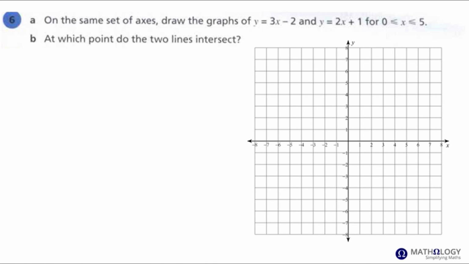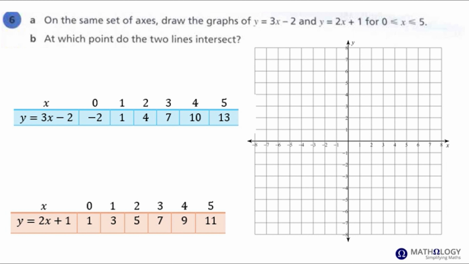On the same set of axes, draw the graphs of y equals 3x minus 2 and y equals 2x plus 1 for x between 0 and 5. And then determine at which point the two lines intersect. Okay, so the first thing we're going to do, we're going to again sketch these two straight line graphs using the table method, and then we're going to do the same thing using the dual intercept method. It's important that you know how to use both methods.